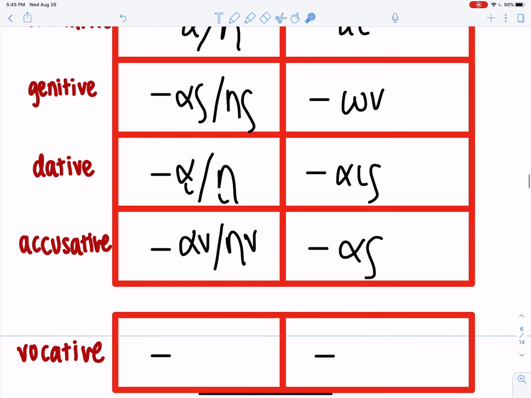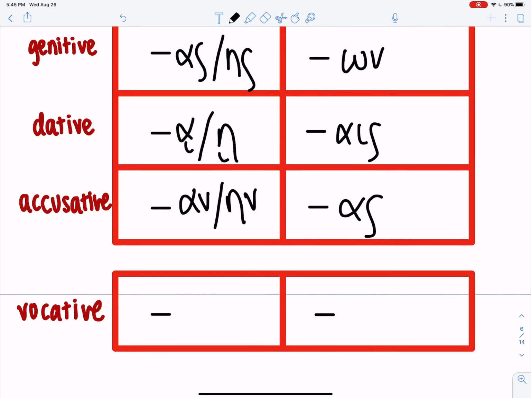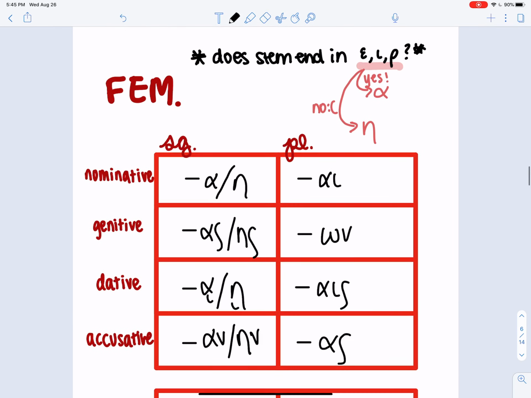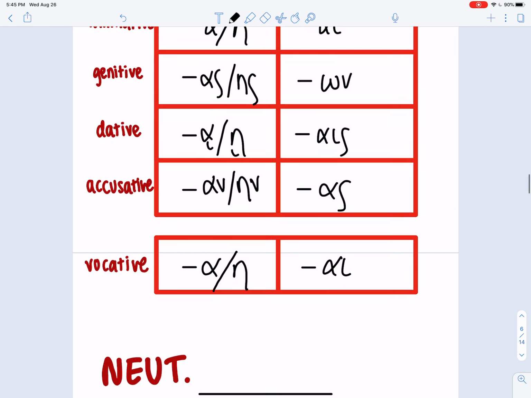Other than that, with feminine adjectives, you are smooth sailing because your vocative is exactly the same too, where you just take the nominative in both the singular and plural. So a or e, depending on your stem again, and then ai in the plural. And that's it for feminine.